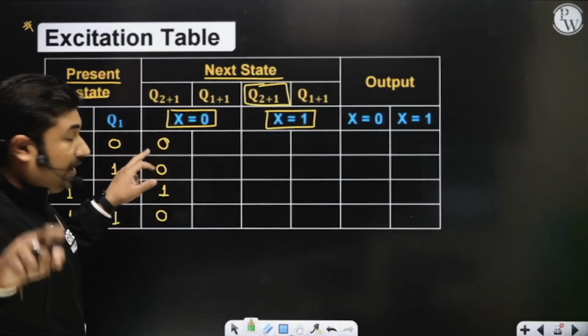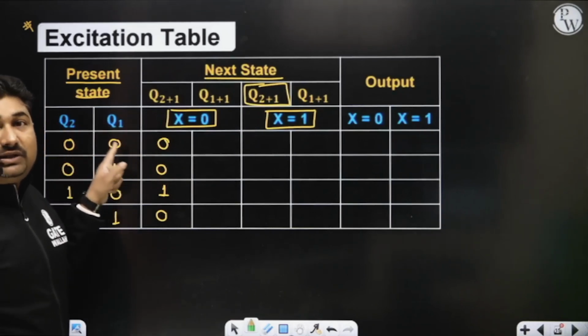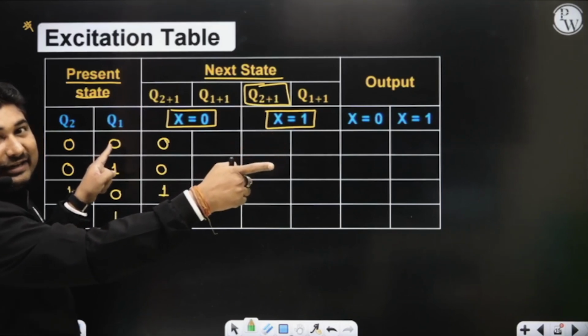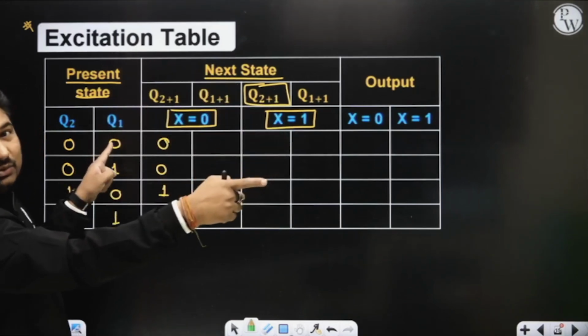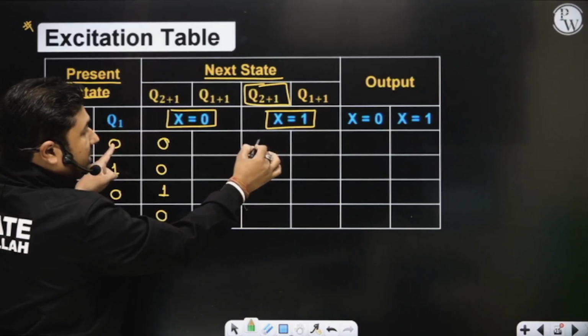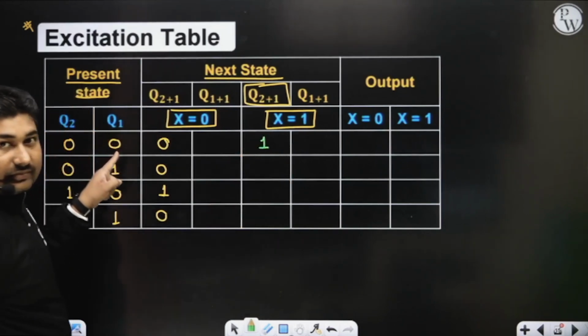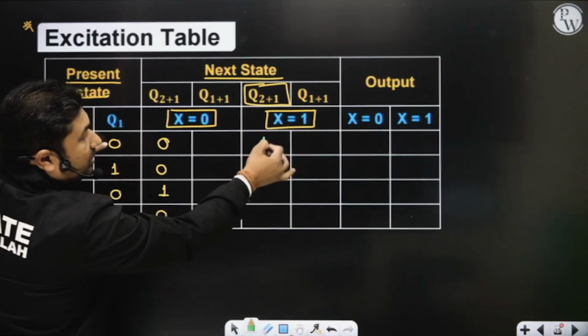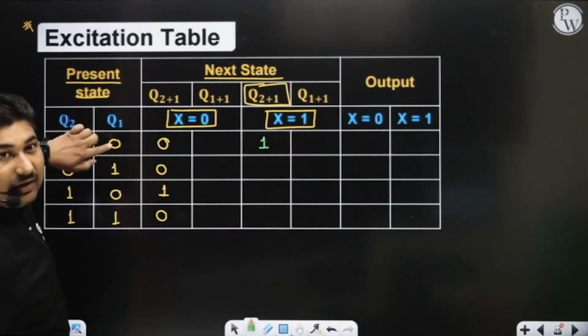With x equals 1, if the present state is 0, 0, what is Q1? It is 0. Its complement goes onto D1. Its complement goes onto D2. So what happened to this? It will become 1. Q1 complement is going to be over the Q2 plus 1 on application of clock.